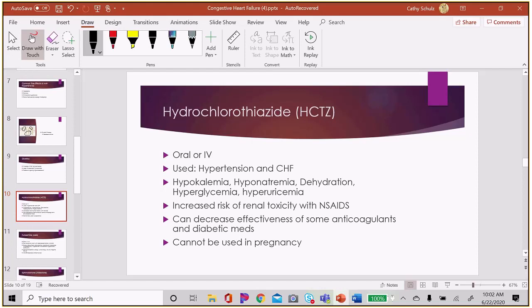So hydrochlorothiazide can be given by mouth or by IV. It can be one of the first line medications for hypertension, and it can also be used for congestive heart failure. A lot of times it's used as a combination with another antihypertensive to help the antihypertensive work better. We talked about one antihypertensive medication in particular that when paired with hydrochlorothiazide or a diuretic, we can decrease the dose of that antihypertensive drug.